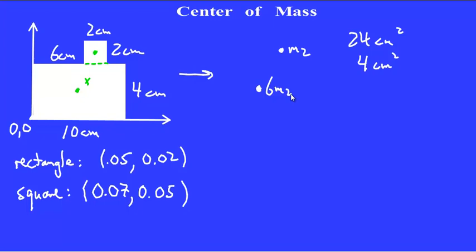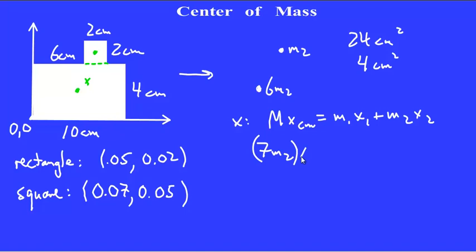Again, remember we work one dimension at a time. So XCM equals M1 x1 plus M2 x2 over the total mass. Let's write these out and substitute in. The total mass would be 7M2, and that's what we're after. M1 is 6M2, and the x coordinate is 0.05 of the rectangle, plus M2 times 0.07. So you solve that for XCM.